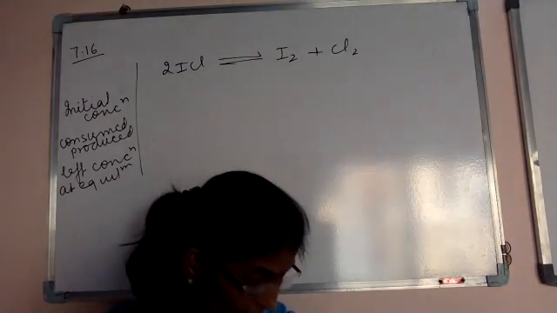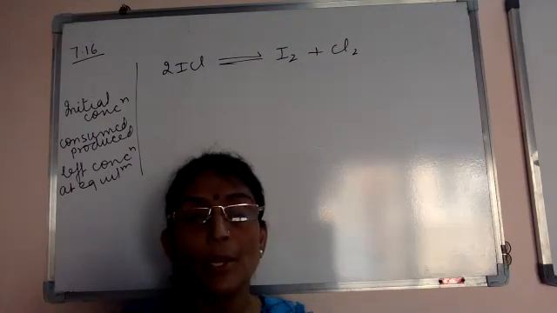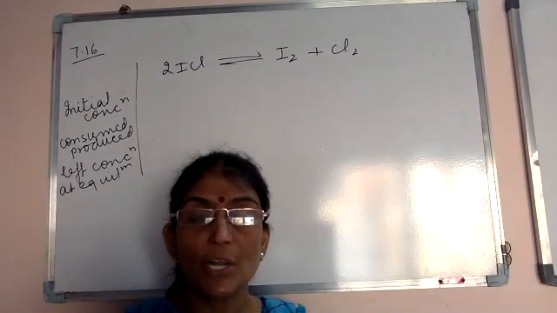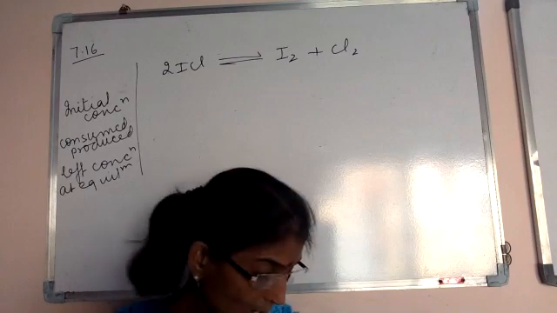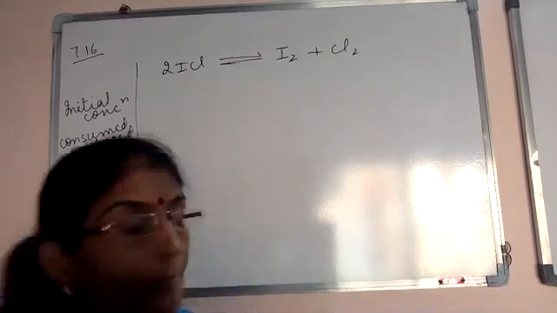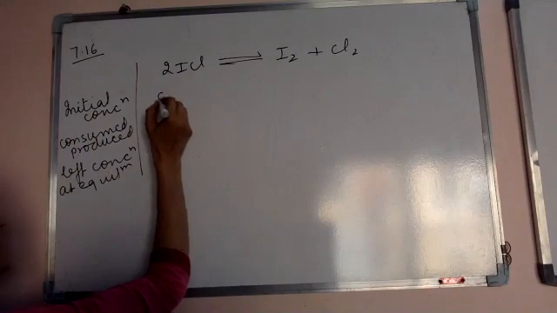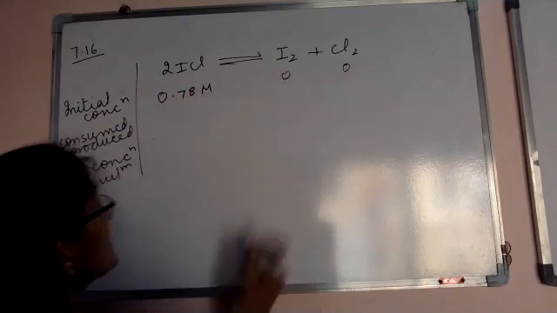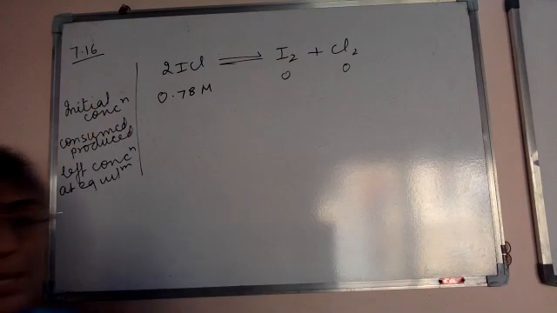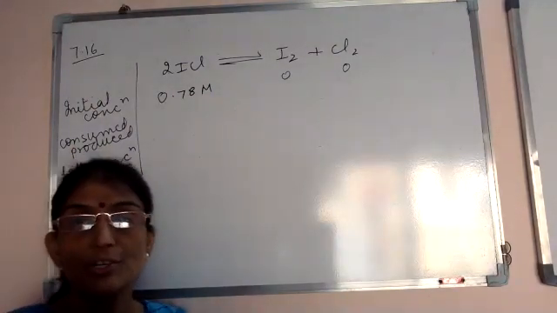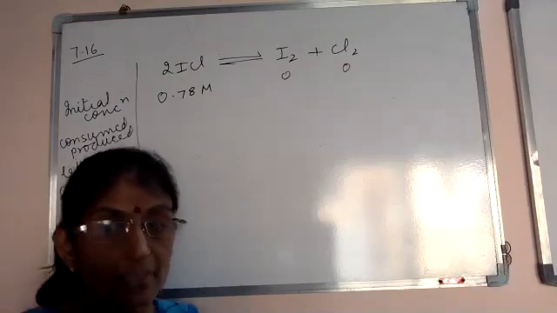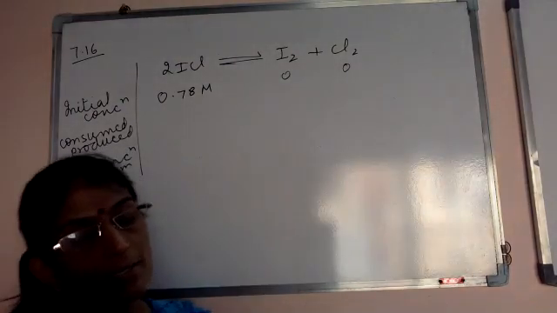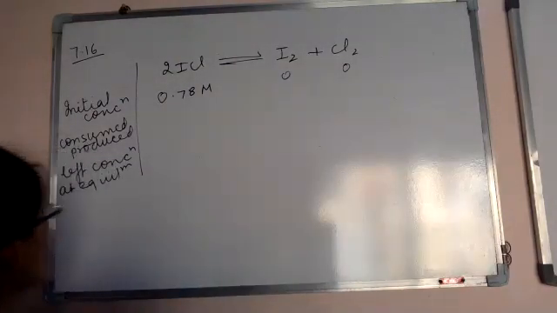Kc is given as 0.14. Now if we read out the question, initial concentration of ICl is given as 0.78. What is the initial concentration given? 0.78 molar, and these two will be 0, because only ICl is taken. So concentration of ICl is 0.78 and the other two will be how much? 0.